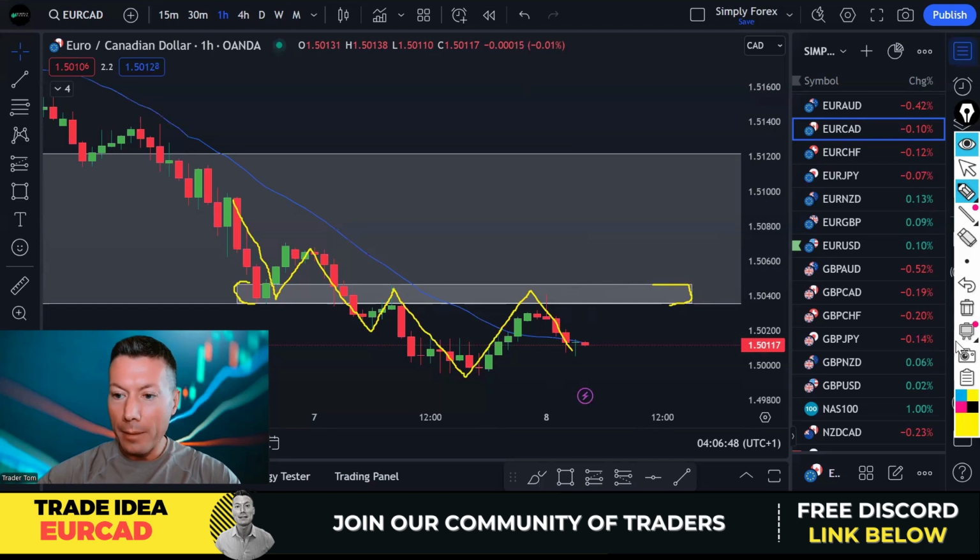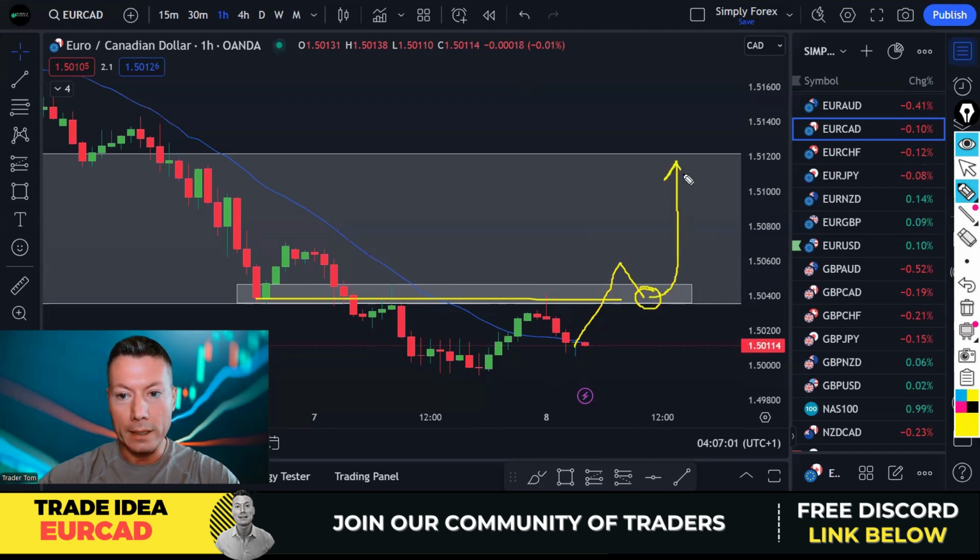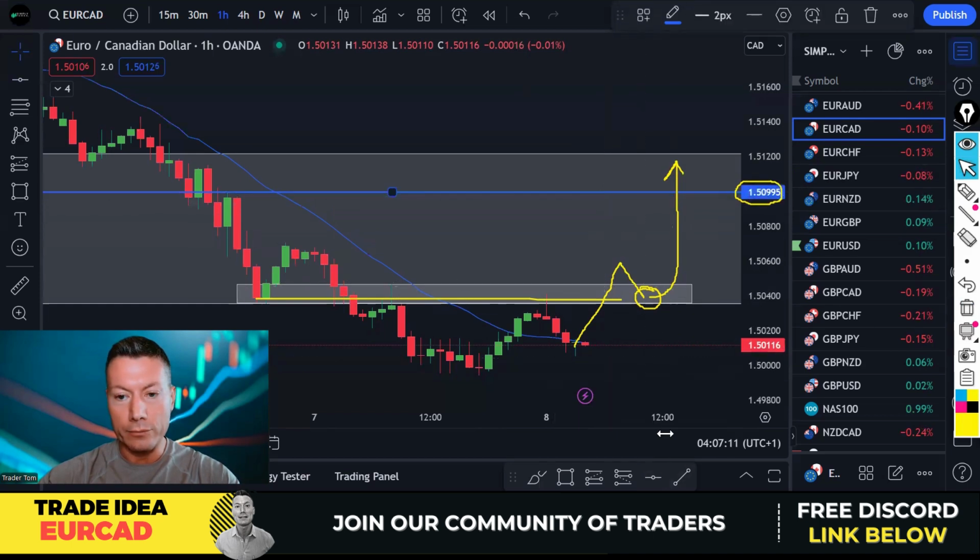And all I'm looking for, guys, is a break. If we get a break through this level, maybe a retest, we can start buying at this level and take price higher. I would probably aim for this 5100 level, the first big psychological level. And this would be my first target, guys, right in here. So Euro Canadian dollar, we're looking to buy this pair.